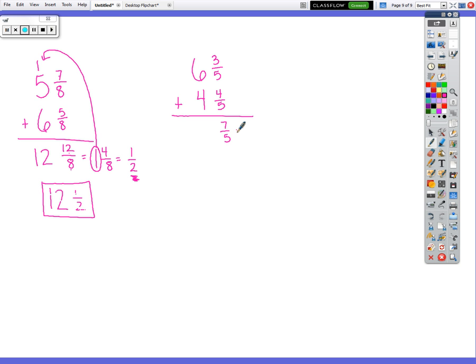7 is bigger than 5, so I know 5 goes into 7 one time. I have 2 left over. My 1, I'm going to put over with the whole numbers because it's a whole number. I'm going to keep the 2/5. That's my new fraction. 6 plus 4 is 10, plus 1 is 11. So I'm going to take my whole number, which is 11, and my fraction, which is 2/5. I now have 11 2/5 as my answer.